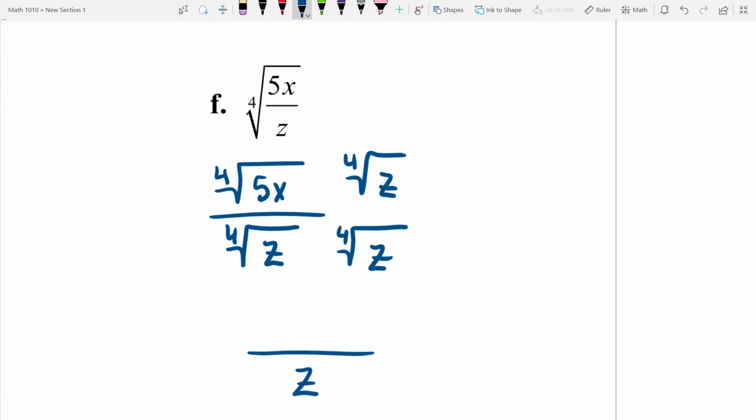You're exactly right. You need 4 of them. And how many do I have right now, honey? 2. So if I only have 1, and I need 4 because it's a 4th root, I have to multiply by the 4th root of, talk to me. If I have 1 and I need 4, how many am I missing? 3. So it has to be the 4th root of z to the 3rd.